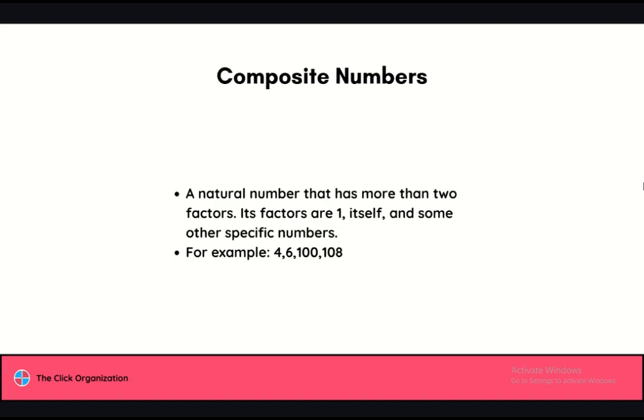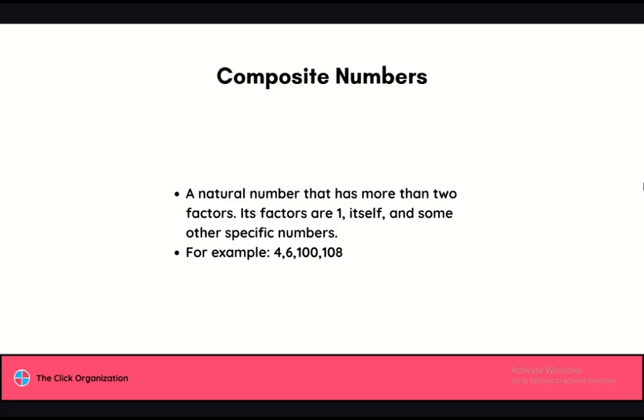Let's move on. We have composite numbers. Composite numbers are the natural numbers that have more than two factors. Their factors are 1, themselves, and some other specific numbers. So a composite number can have three factors, like the number 4, whose factors are 1, itself, and 2. Or a huge number like 100, which has the factors of 1, itself, 50, 25, 10, and so many more factors. So yes, this is composite numbers.